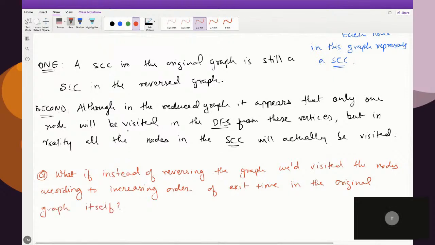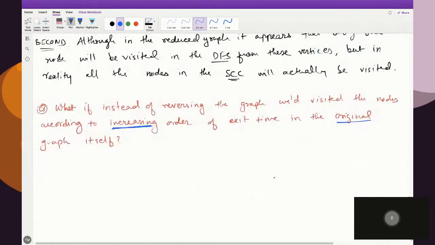Please note that there are two differences here. Earlier we mentioned that we are going to visit in the decreasing order of exit time, and now we are going to visit in increasing order of exit time, but in the original graph. Earlier it was the reverse graph. So what is the situation? Will it work? Think about this. You can take this as a homework problem: will this solution work or not?